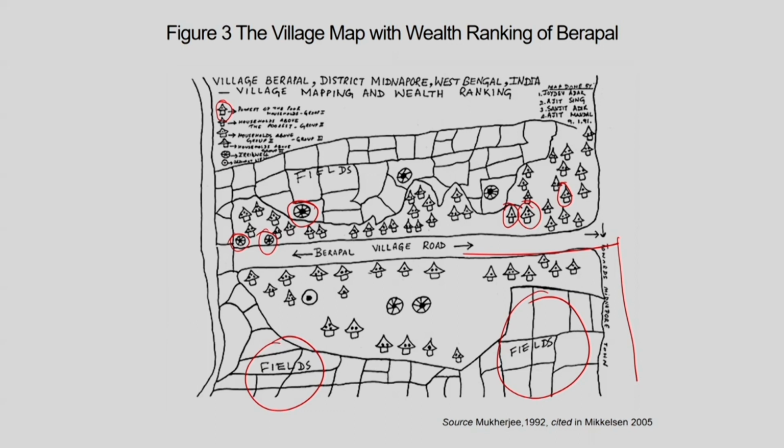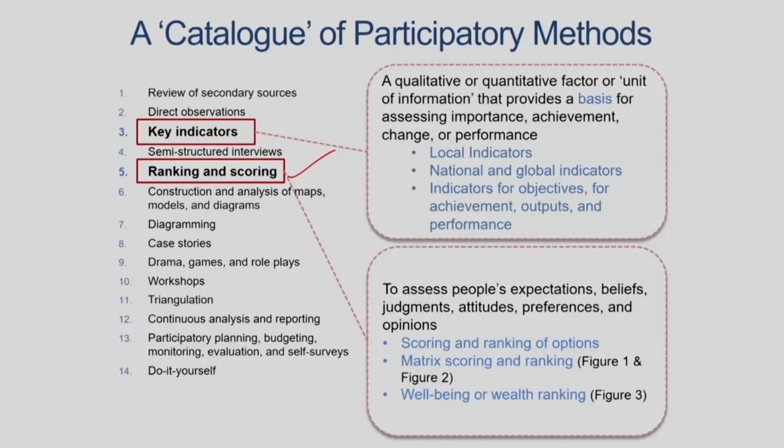This map is drawn with infrastructure and wells inserted among the ranked households. It condenses the variety of indicators of poverty used by villagers: widow heads of households, no regular source of income, seasonal food shortage, landlessness, environmental degradation, dependency rate, and so on. So, this is what is referred to as the ranking and scoring method, where we are basically assessing people's expectations, beliefs, judgments, attitudes and preferences.